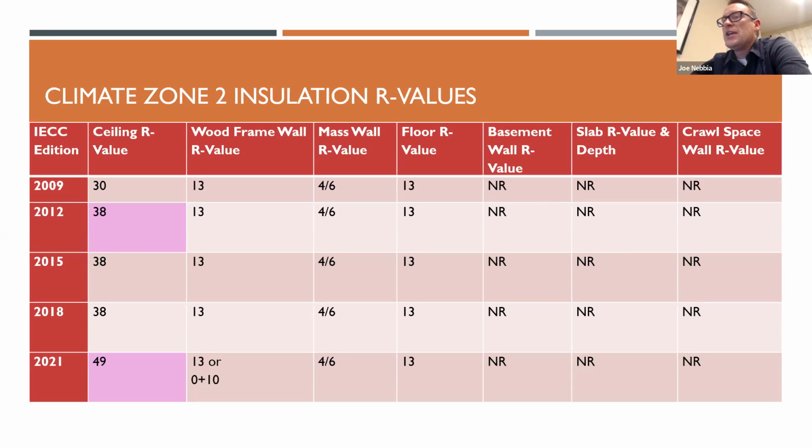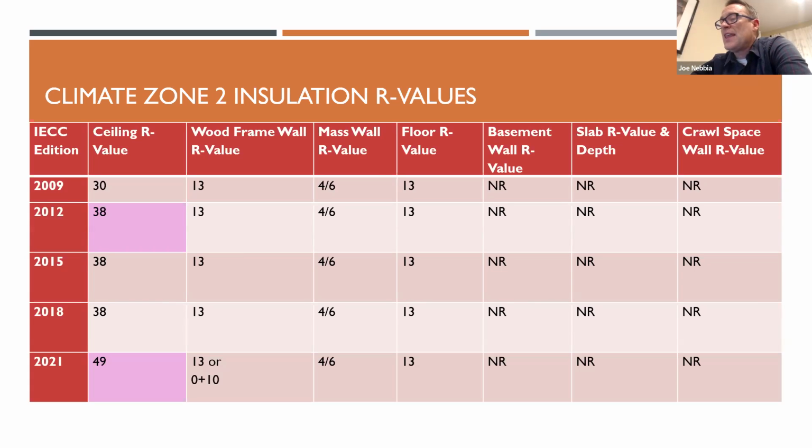So the big change we see in this climate zone is in attic insulation. In 2012, we went from an R30 to an R38. And then in 2021, we moved from an R38 to an R49. The R49's been required in the colder climate zones for some time. It's now required in climate zone 2. So that's more insulation that would need to be in the attic if you're using these prescriptive R value tables. The same change happened for wood framed walls, where we now have a 0 plus 10. Again, that plus 10 is a continuous number.